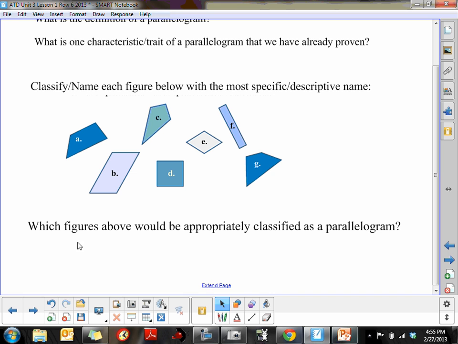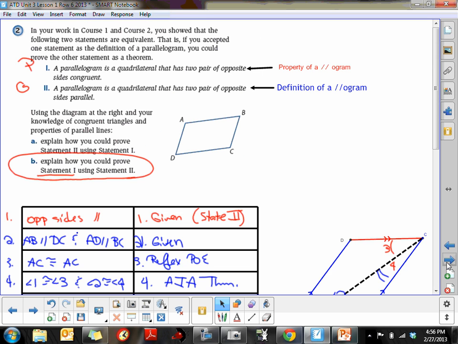So the last question: which figures above would be appropriately classified as a parallelogram? Well, any of these figures that have two pairs of opposite sides that are parallel, so that means B, D, E, and F are also parallelograms. So that was the first thing that we did to get ourselves started, and that's what we're focused on today.